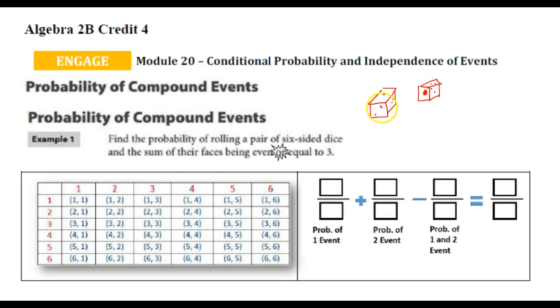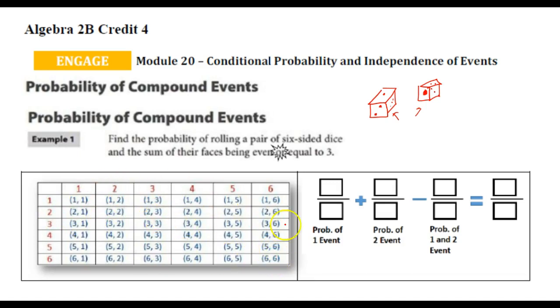So we're going to roll 2 pairs of dice. So there it is. There's 2. And the sum of their faces being even or equal to 3. So that's important, either one or the other. So I thought this would be helpful to have, okay, well, if I rolled this die and this die, what could pop up? If I rolled 2 other dice, what could pop up?